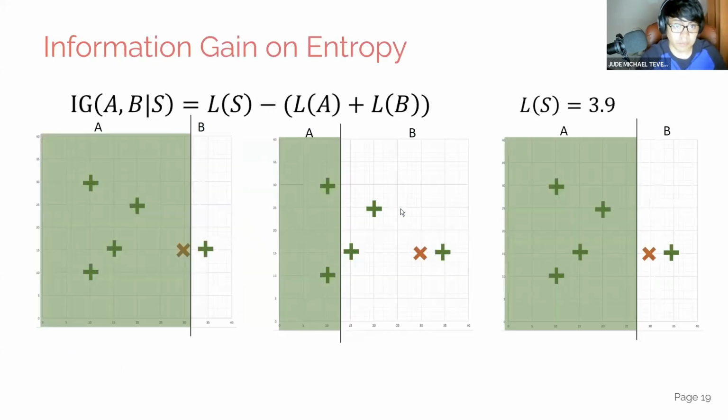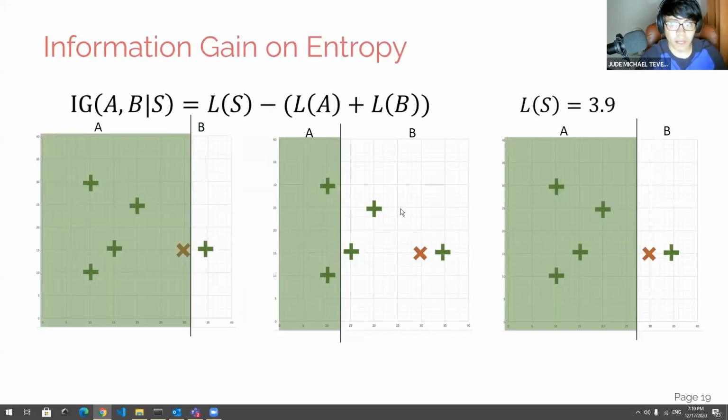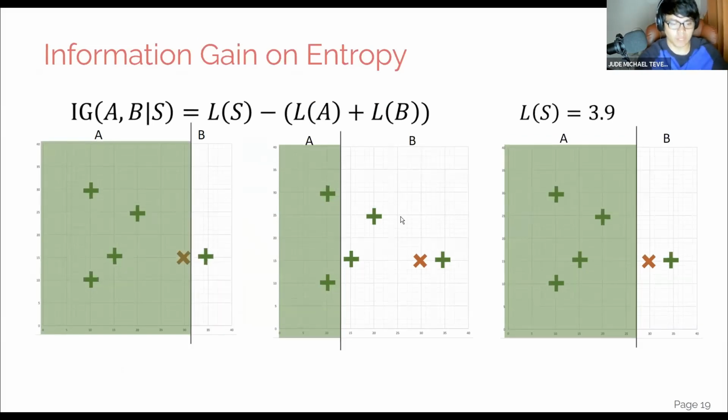So for example, the total loss is 3.9. This assumes that you did not do any splitting. It's like the initial state, right? You have that whole space. You did not do any splitting. You simply categorize all the data points as just the dominant class. That's basically this loss value here, very naive.